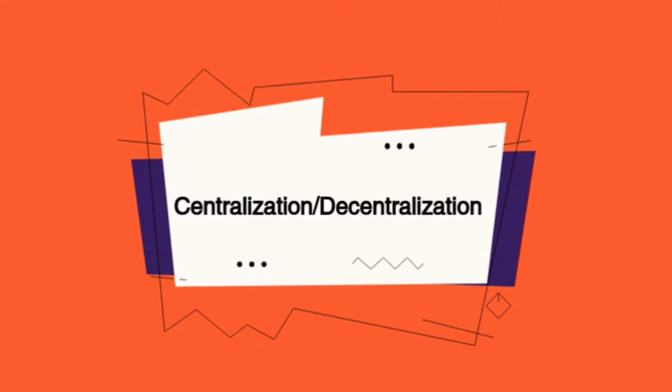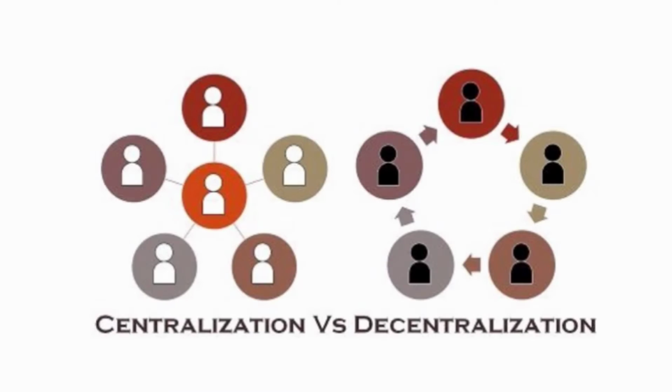The fifth one is centralization and decentralization. Centralization is a degree to which decision-making is concentrated at a single point in the organization, while decentralization is when decision discretion is pushed down to the lower-level employees.